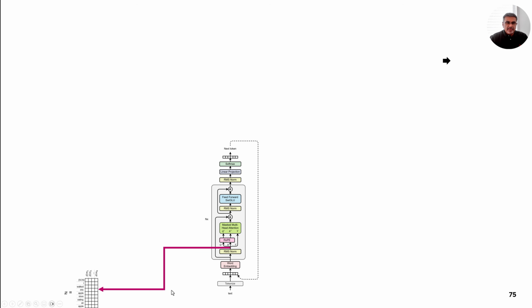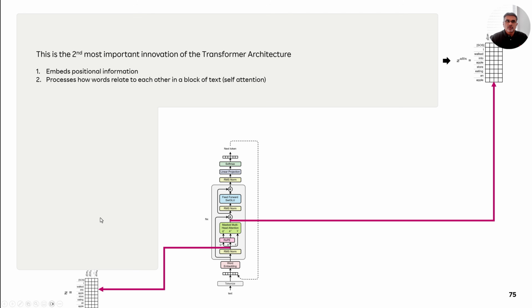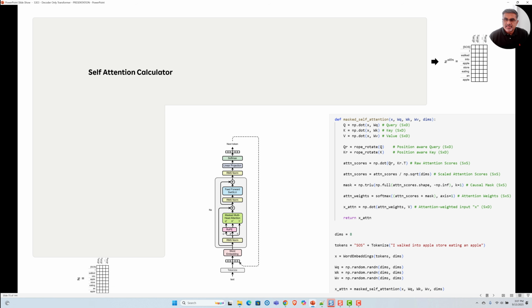Okay, so our idea here is, at this point, you're going to get the original word embedding matrix. And once it goes through the self-attention calculator, it should produce this context-aware embedding matrix. Now we need to fill up this portion. So I implemented the self-attention calculator using NumPy, so that it's a pretty straightforward, easy implementation to follow. And let's understand this step by step. So let's start at the bottom here.